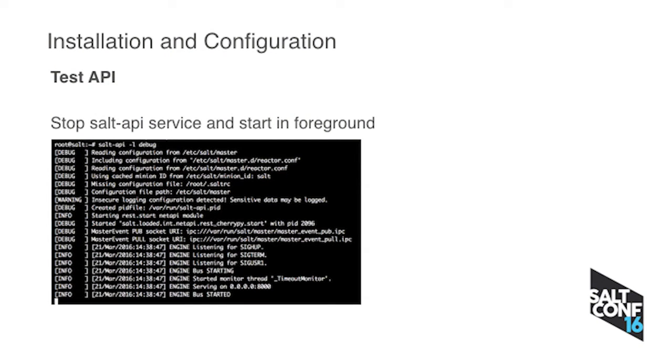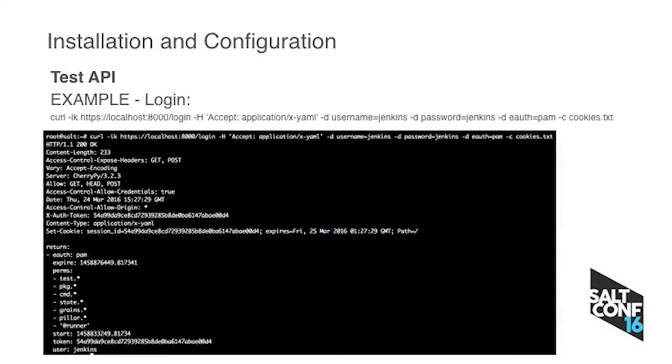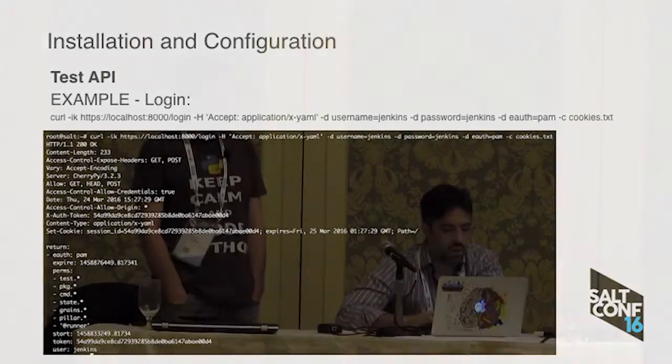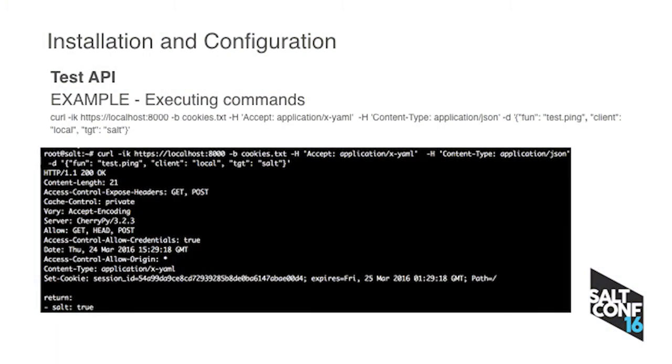If you want to test the API, you can start the Salt API with this command, salt-api -l debug. All this is in our documentation, by the way, but you can run a command like this to test login, and you should see something like this as a return. Okay, this means that the API is working. Once you log in, you can start running commands.